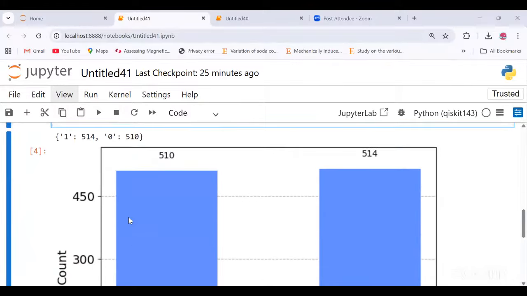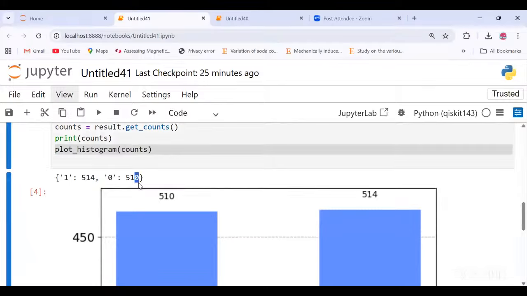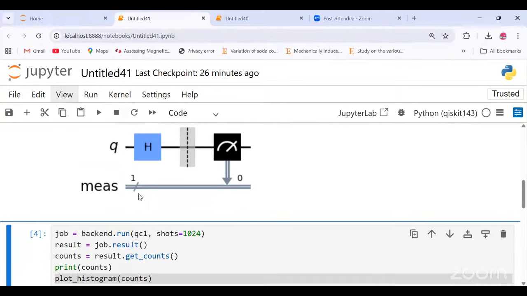See here the count. One count is coming 504, zero count is coming 510, right? So this is the basic circuit we are compiling here. There are some problems coming in the rest of the things, so I will rectify that.